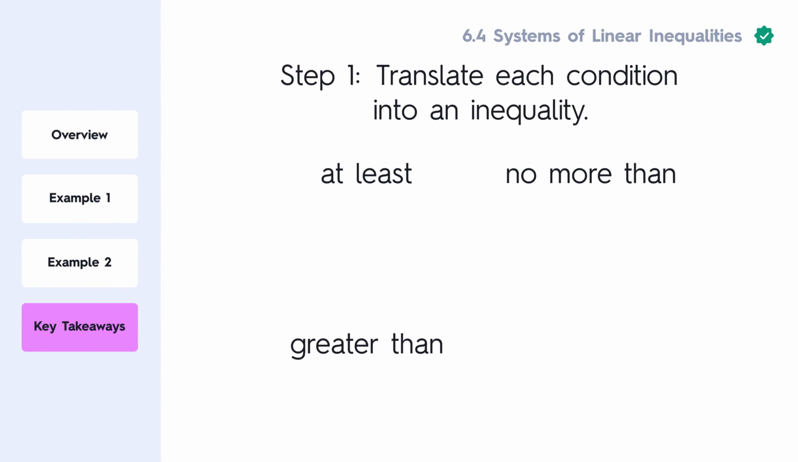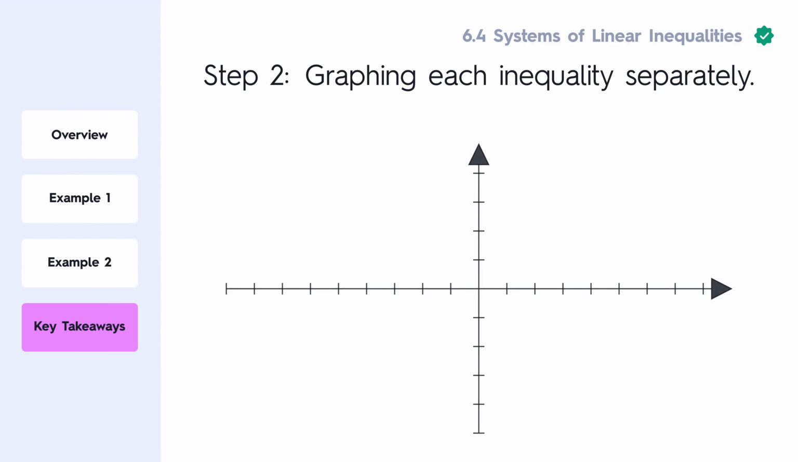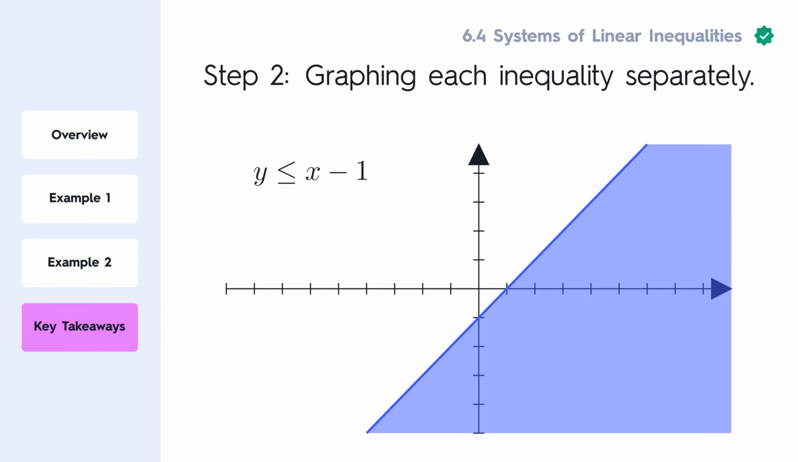First, we learned to translate phrases like at least, no more than, and greater than into mathematical inequalities. Next, we learned that each inequality needs its own boundary line and shaded region on the graph. Remember, solid lines for greater than or equal to and less than or equal to, and dashed lines for greater than or less than. Testing a point, like 0, 0, helps determine which side to shade.